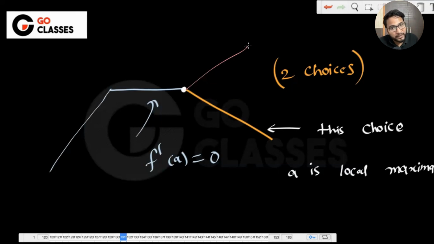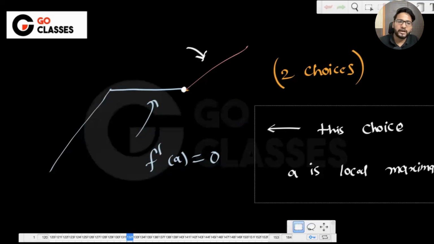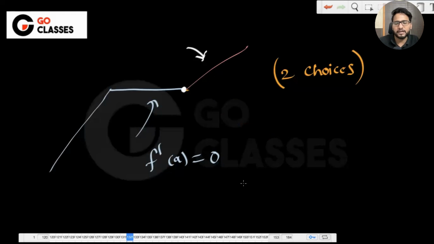But at this point, if it is taking this choice, then what does this mean? It was increasing, something happened, it became zero, then it started increasing again. Then is this a minima or maxima here? If it is taking the second choice, no, right? This is called a point of inflection. I will talk about this point later. Currently I'm not talking about this, but I will talk about it later. Spoiler alert. If the function is taking that particular trajectory, then you will say that this a is a point of inflection.